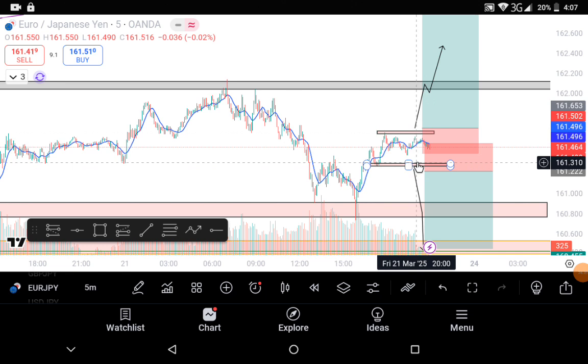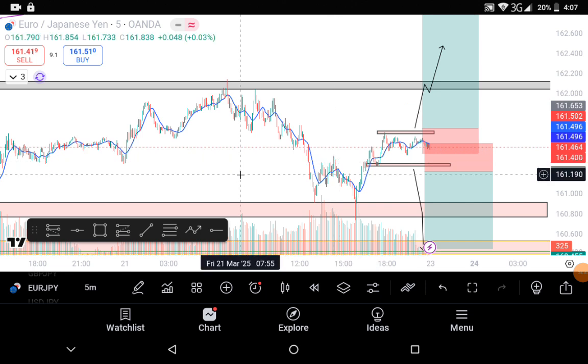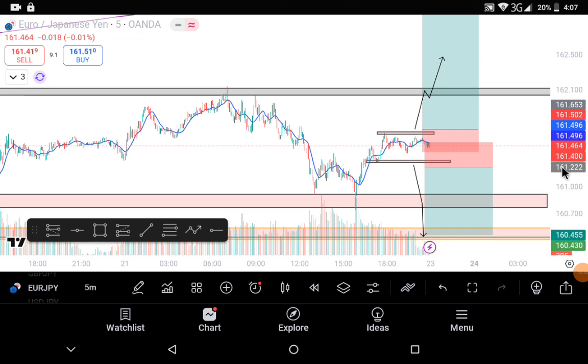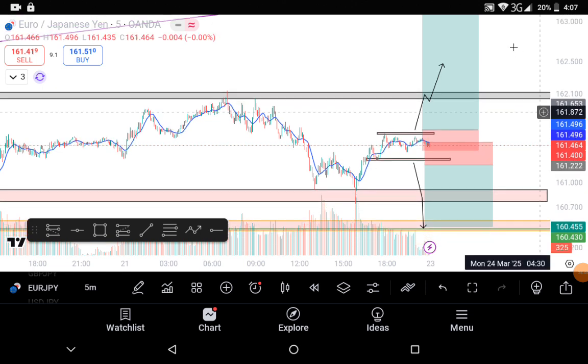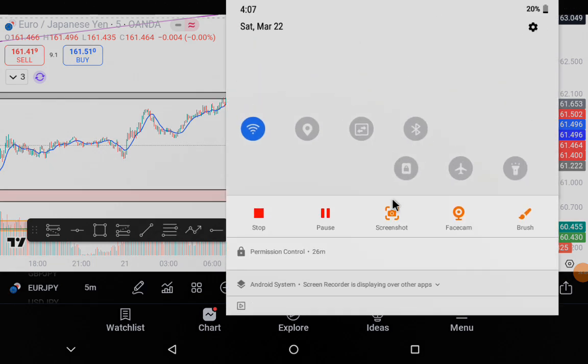These are the setups. I'm going to screenshot it and post it on screenshots. Let me screenshot it right now. Okay, this is the actual setup for Usdjpy. So now we move down to Eurjpy.